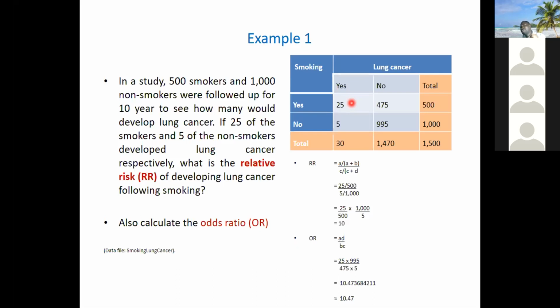Please, you can talk. Unmute yourself and talk, the class. Somebody should talk now. What is the risk of developing lung cancer?